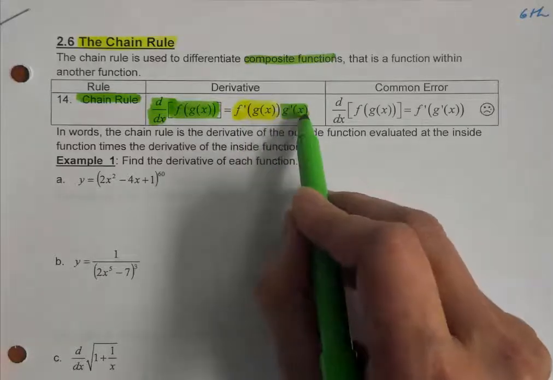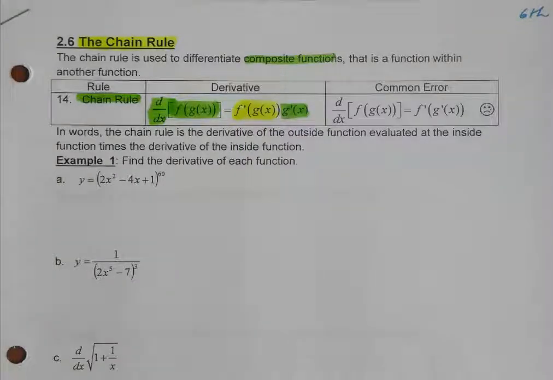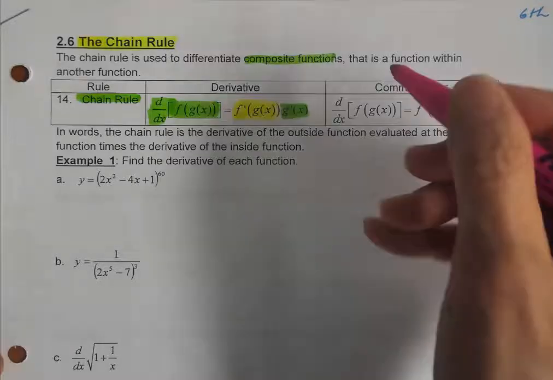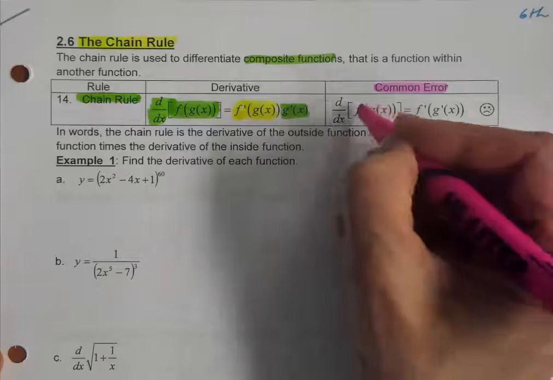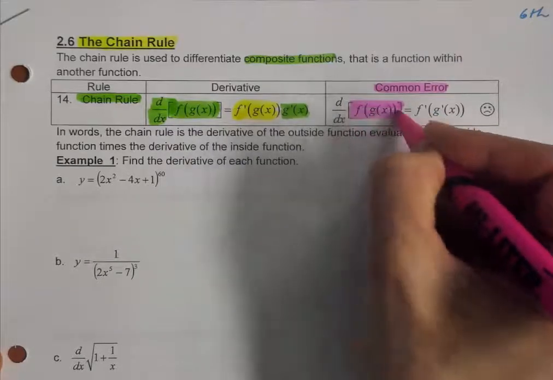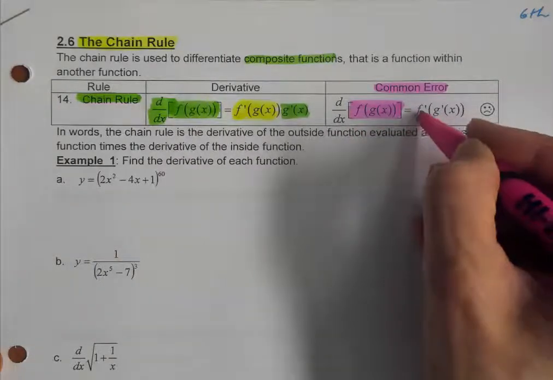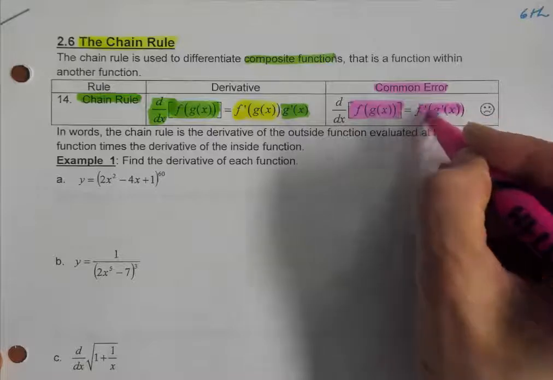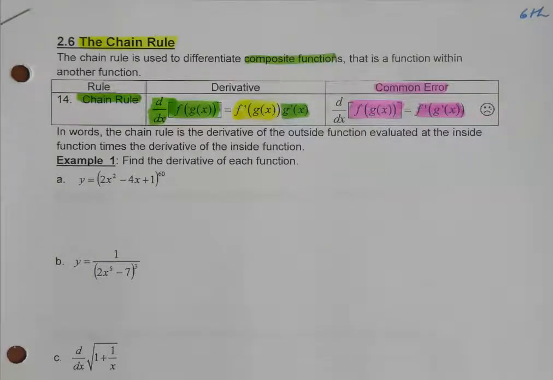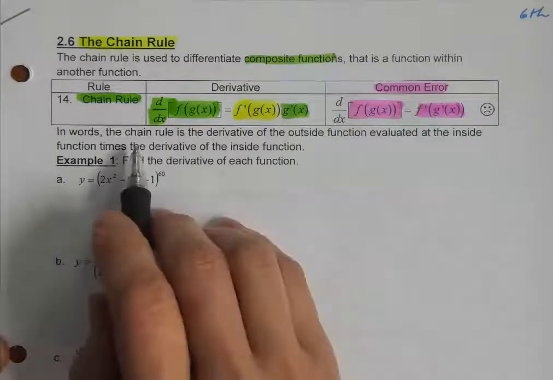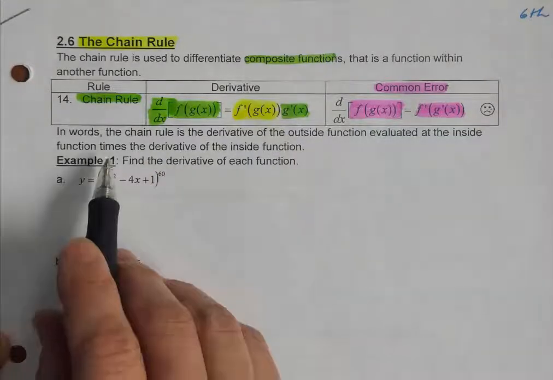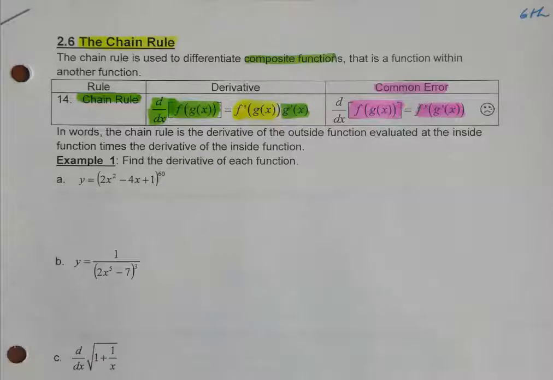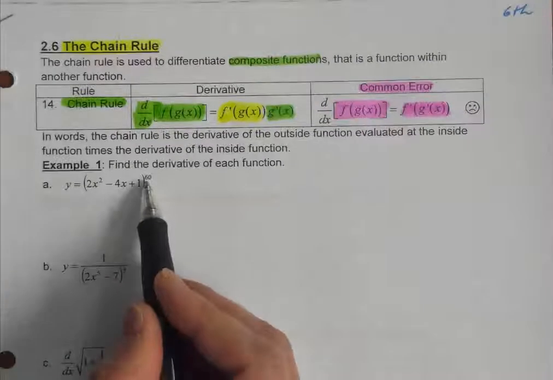Okay, so that's this. So then it comes out to be f prime of g of x times g prime of x. So that is the rule, and a common error is when you take your derivative of the inner and then the derivative of the outer, and then you just composite them together. Okay, so an error would be taking the derivative of the outer with the derivative of the inner in it. Okay, so in words, this is how it's stated. The chain rule is the derivative of the outside function evaluated at the inside function times the derivative of the inside function.